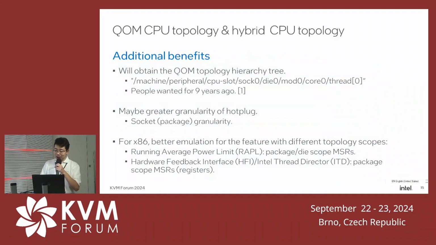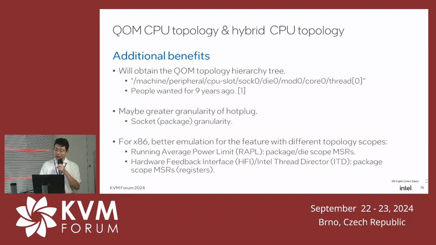And there are additional benefits. With so many topology devices, we could reflect the topology relationship in the QOM path. Now, we could reparent the child device to the proper parent device, and we will eventually have the QOM path reflect the topology relationship. And maybe we could support other levels of hot plug, for example, socket level hot plug, because now we have the socket device.